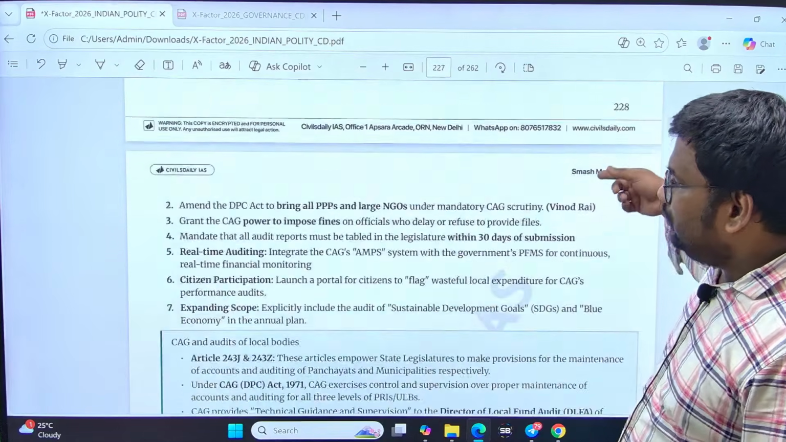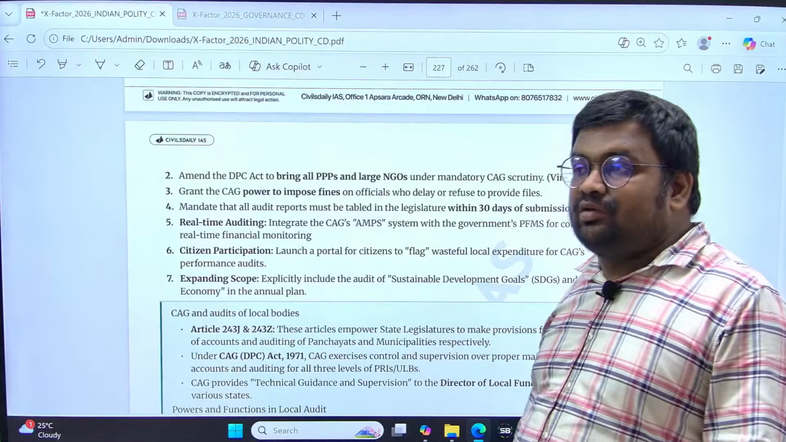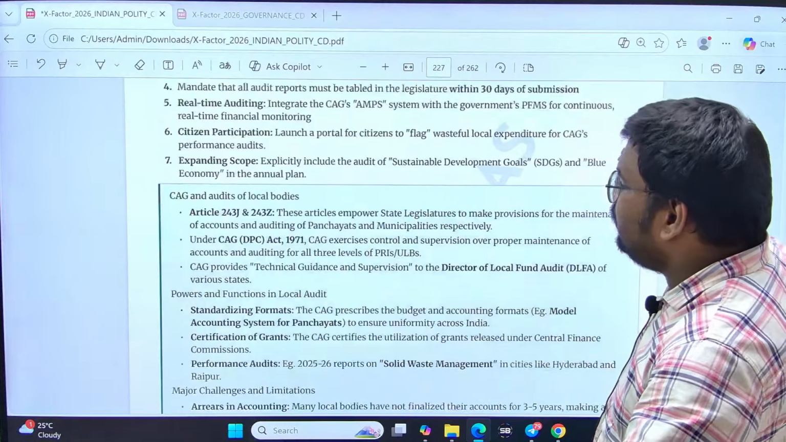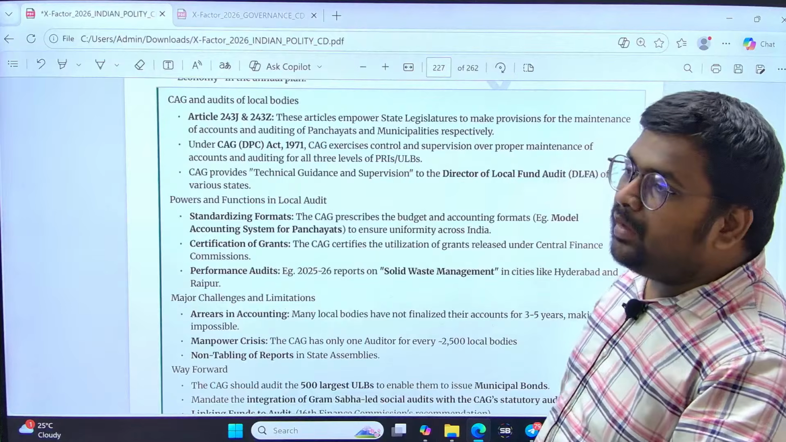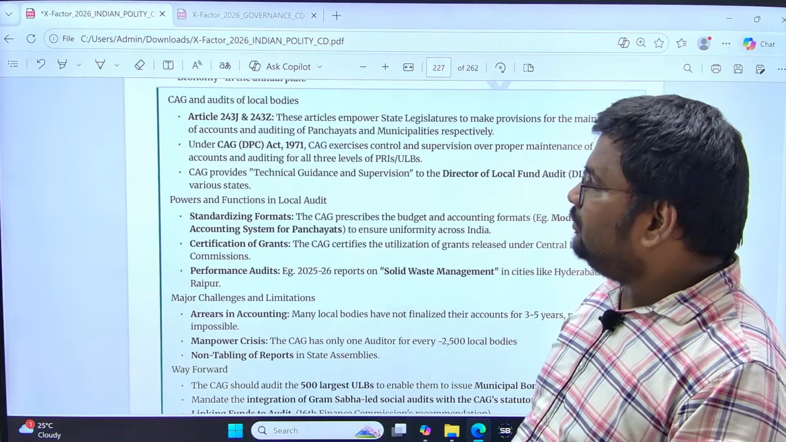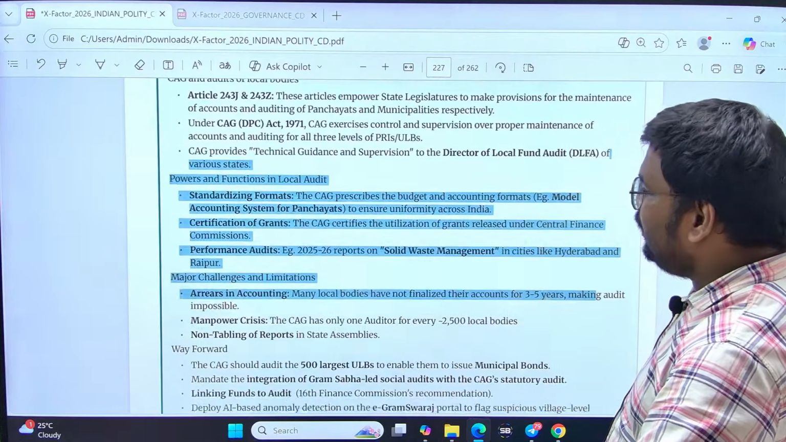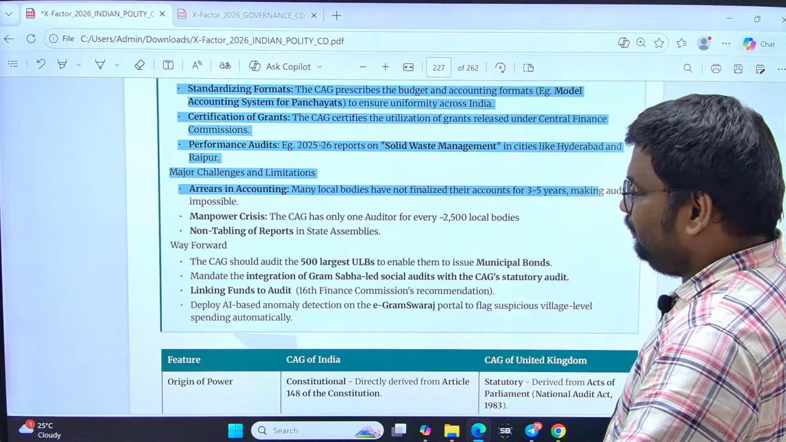Then way forward, क्योंकि CAG पे अब आपका 2 बार क्वेश्चन आ चुका है, ठीक है. So third time can also come. This year they can ask you with respect to the powers of CAG to audit the local bodies. So that also we have covered in a brief. So even if they ask you question on this, you have the content ready. ठीक है.